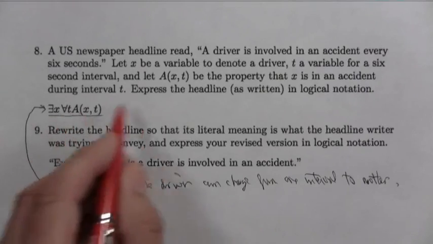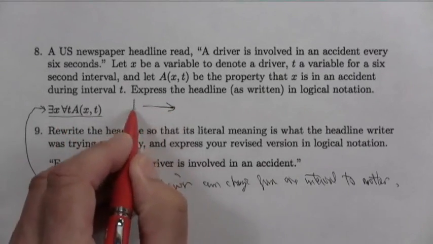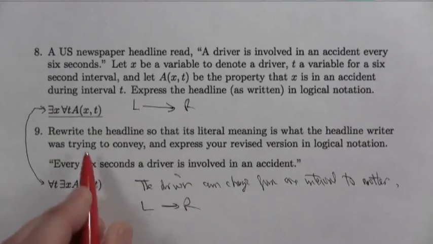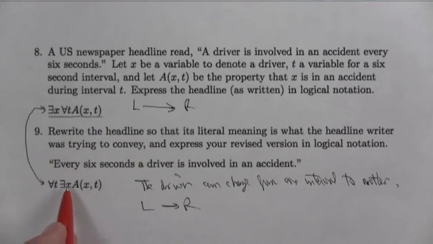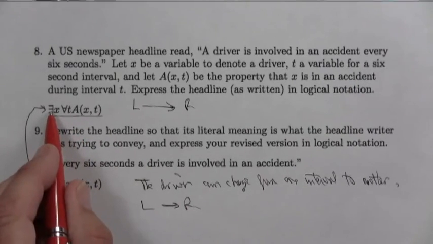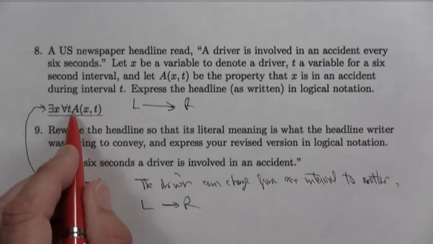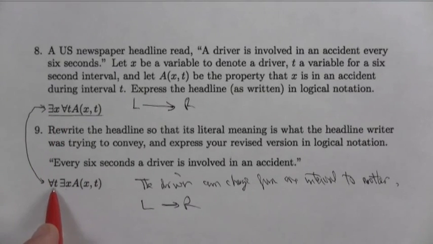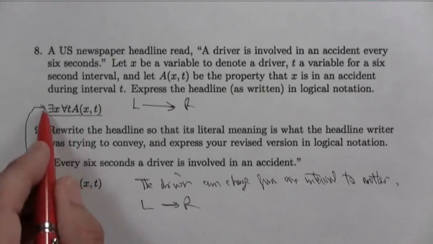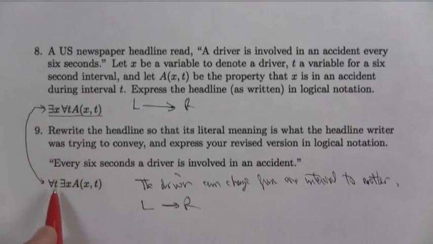It's to make sure that the left-right ordering of the various formulas captures the logical flow. And there's a logic to this. This one says there is a driver who is in an accident every 6 seconds, which is nonsensical. This one says for every 6 seconds there's a driver in an accident. And when we take the formal language, then the distinction is really, really significant.